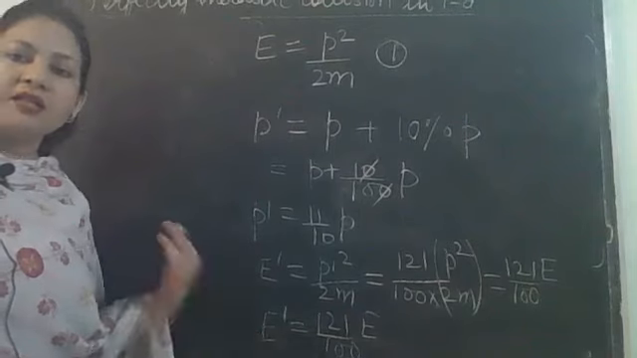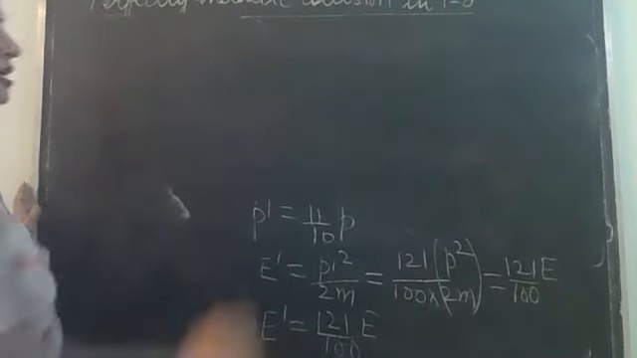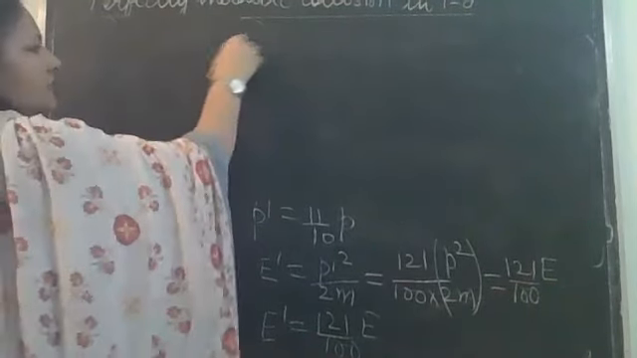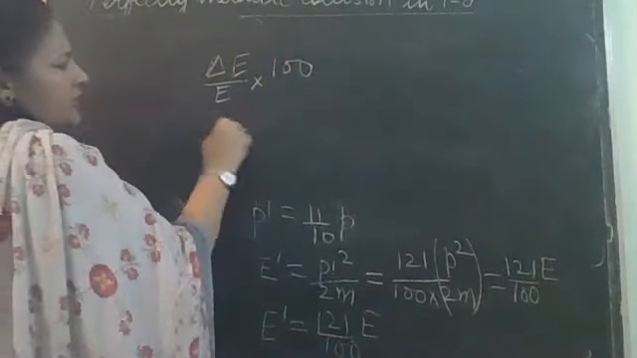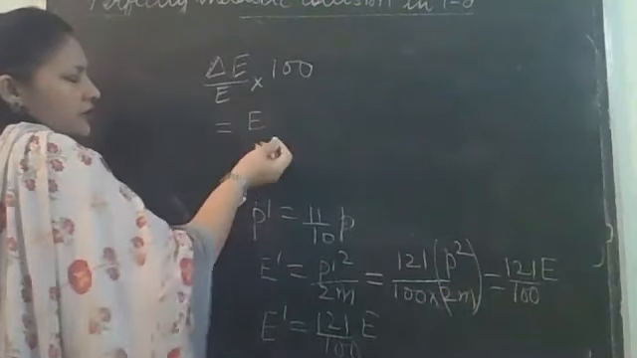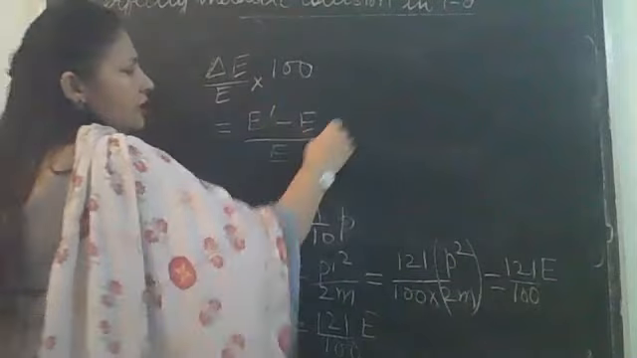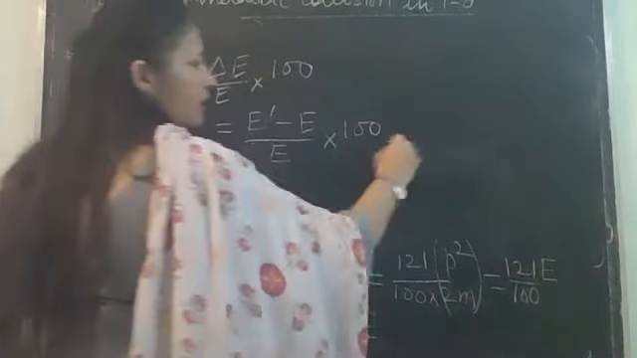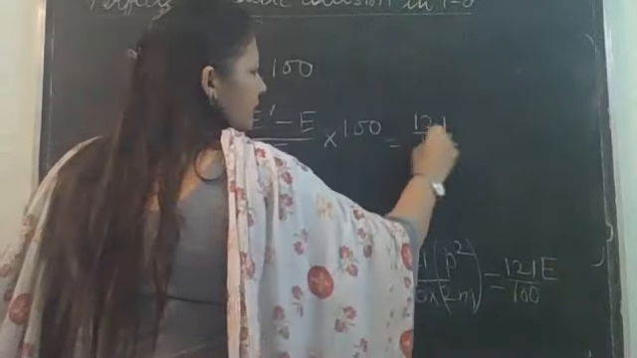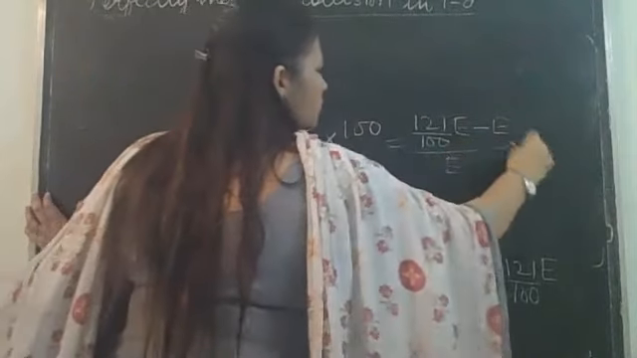Now we have to find the percentage increase in kinetic energy. You know the formula to calculate percentage change. Percentage increase in kinetic energy is delta E by E into 100. That is the change in energy, E dash minus E over original energy, into 100. So put in the value of E dash here: 121 by 100 E minus E over E into 100.